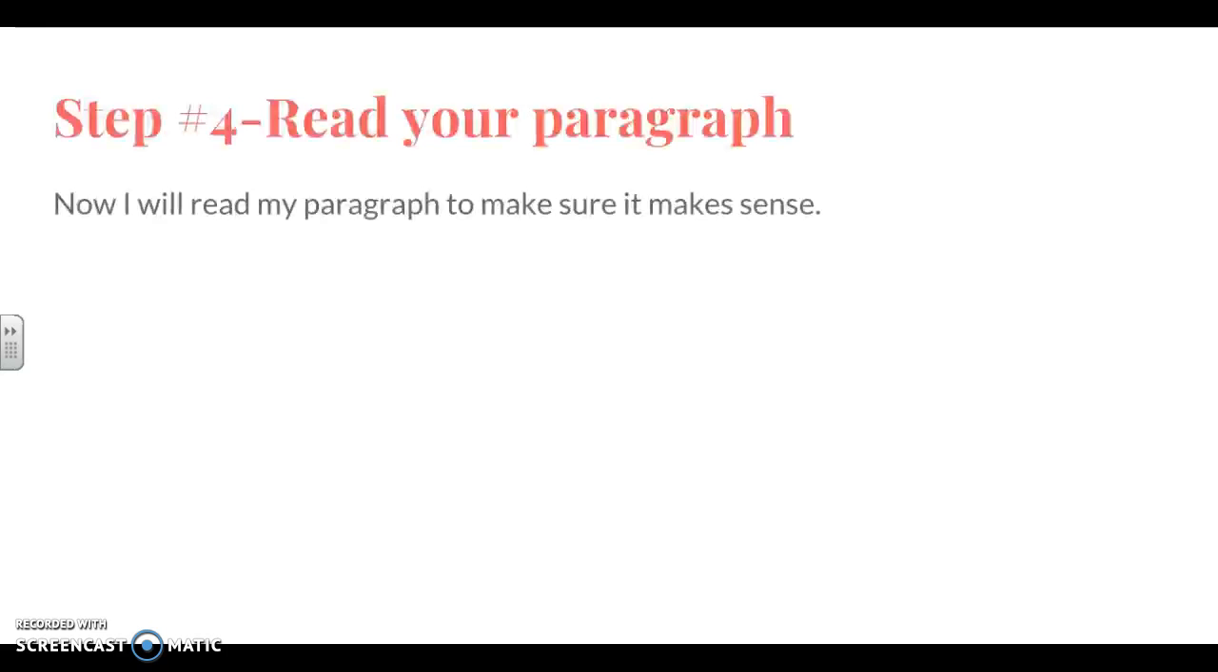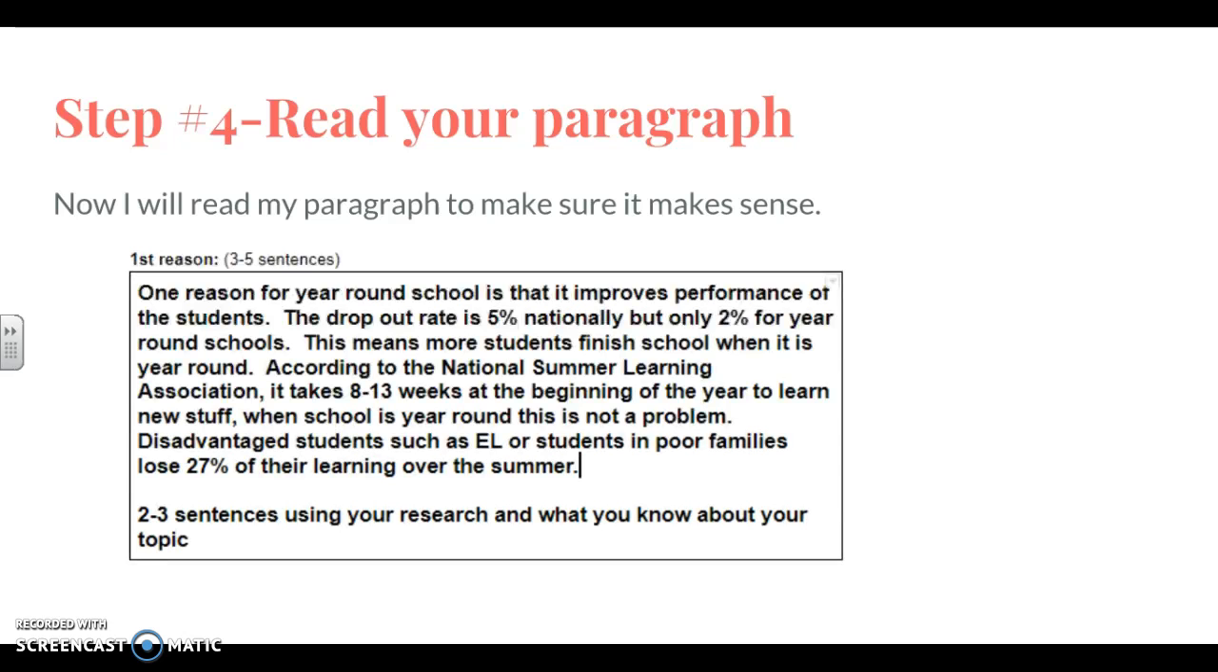Step 4 is to read your paragraph. Now I will read my paragraph to make sure it makes sense. One reason for year-round school is that it improves performance of the students. The dropout rate is 5% nationally, but only 2% for year-round schools. So this means more students finish school when it is year-round. According to the National Summer Learning Association, it takes 8 to 13 weeks at the beginning of the year to learn new stuff. When school is year-round, this is not a problem. Disadvantaged students, such as EL or students of poor families, lose 27% of their learning over the summer.